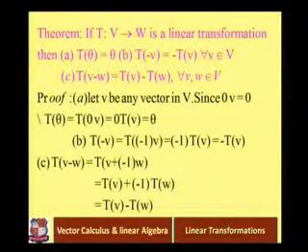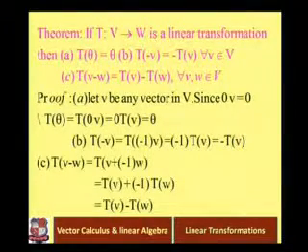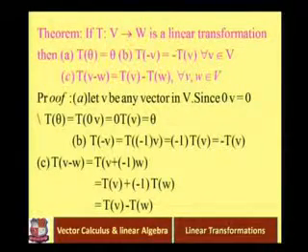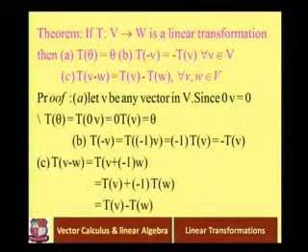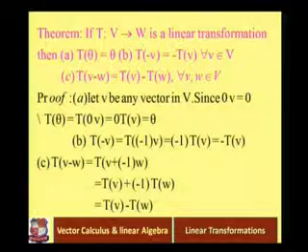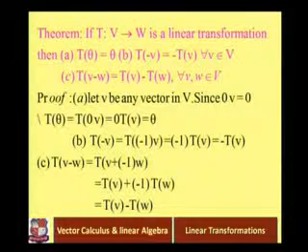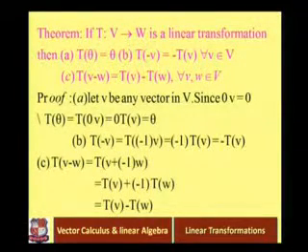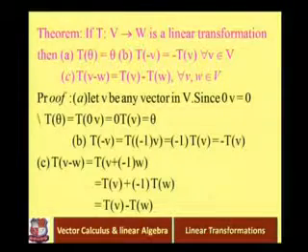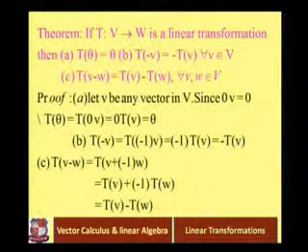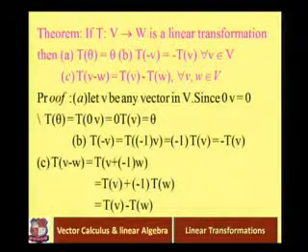Let's see one important theorem. The theorem tells you that if the transformation T from V to W is a linear transformation, then T of theta is equal to theta, where the theta inside T is the zero vector in V and the theta on the right side is the zero vector in W. These two thetas are not the same. Second, T of minus v is equal to minus T of v, true for all v belonging to vector space V. And the third one is T of v minus w equal to T of v minus T of w, also true for all v, w belonging to vector space V.